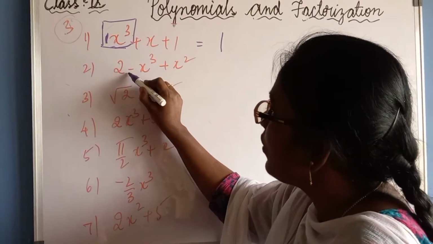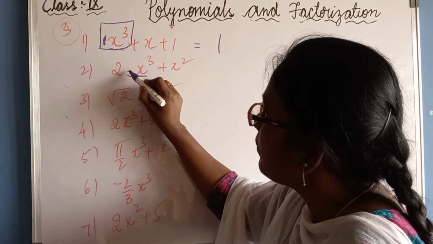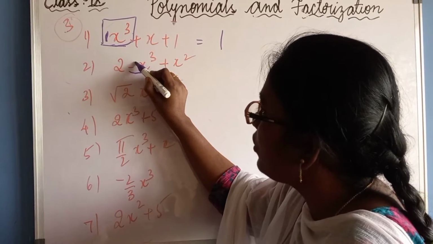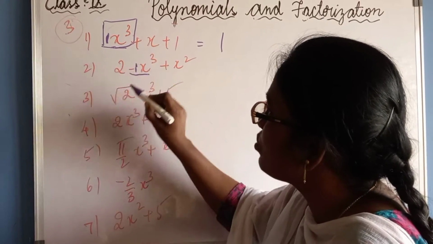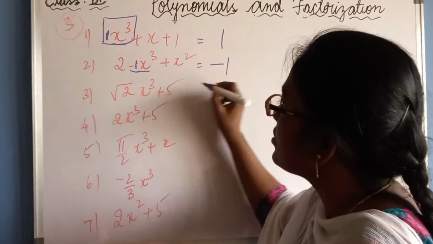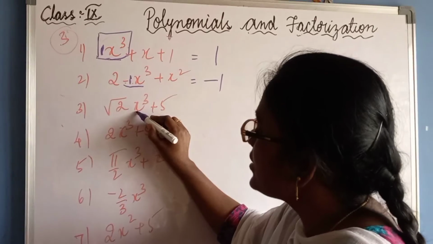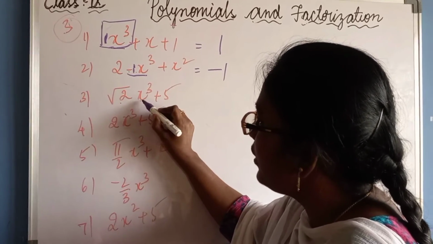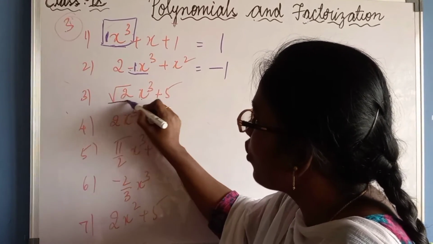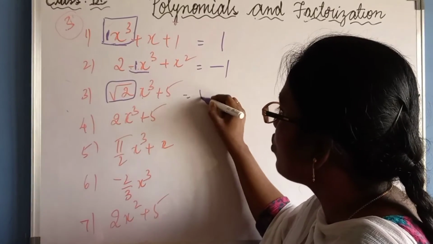Now what is over here? Here the minus sign, here no value is given, so we must assume it as 1. So minus 1. Here the minus symbol is there, so the answer is minus 1. And what is there on the left hand side of x cube? Root 2. So the answer is root 2.